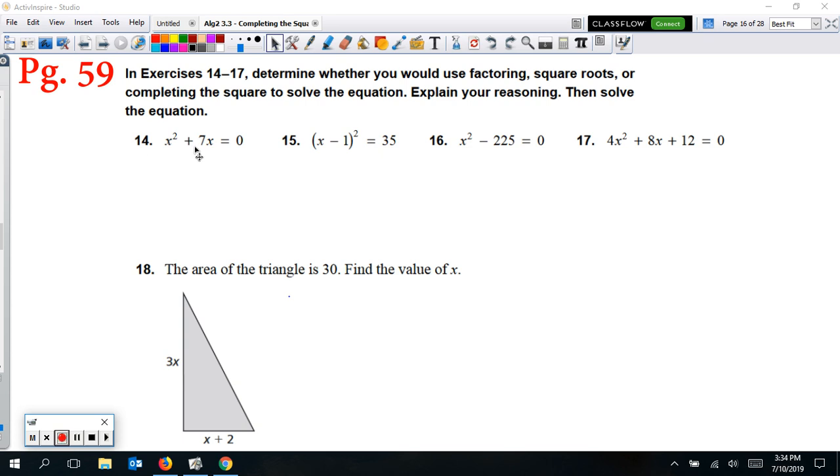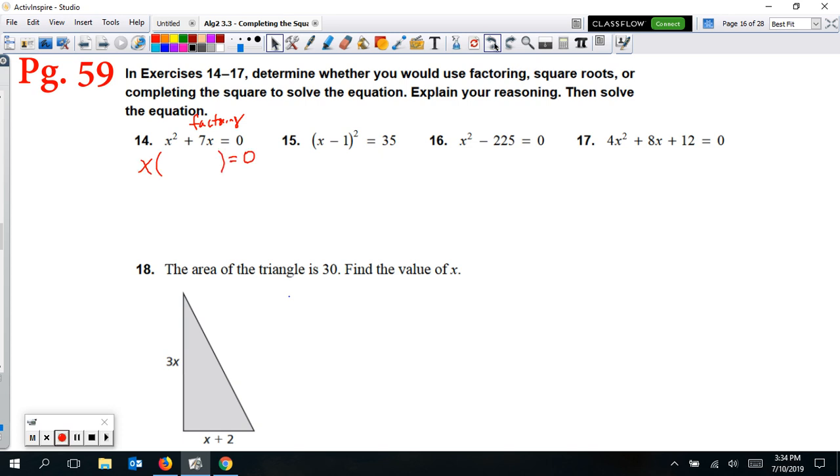So on 14, we have x squared plus 7x. It does have a bx term, so with this one we wouldn't use the square roots. Because it's a 7 there, that b is not an even number, I wouldn't even use completing the square. I would use factoring for this because you can just do a quick factor out the x. So factoring is probably the best way to do that one.